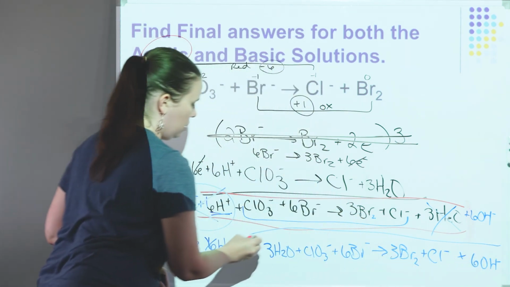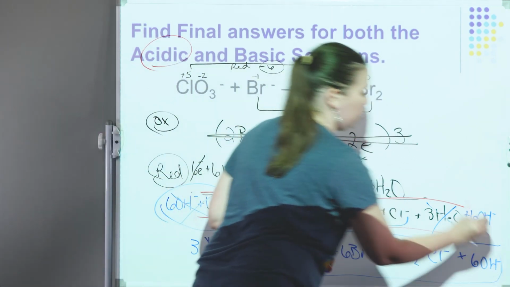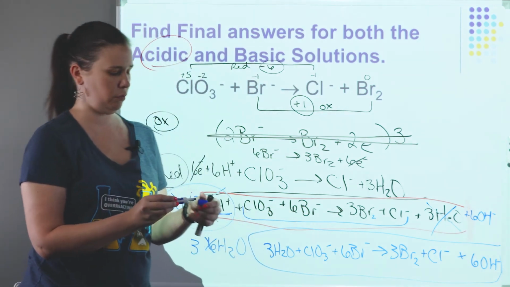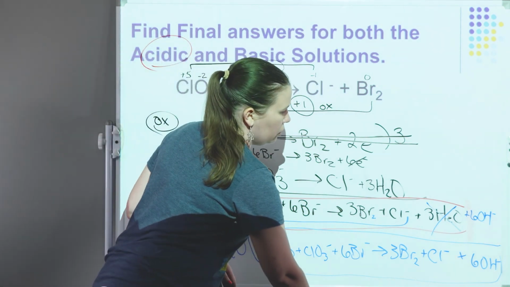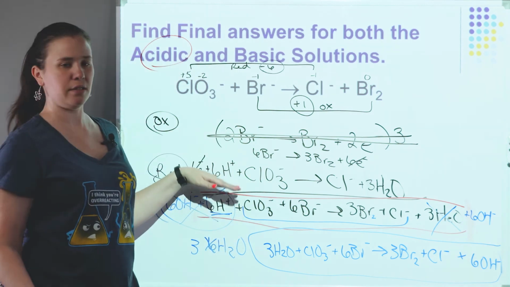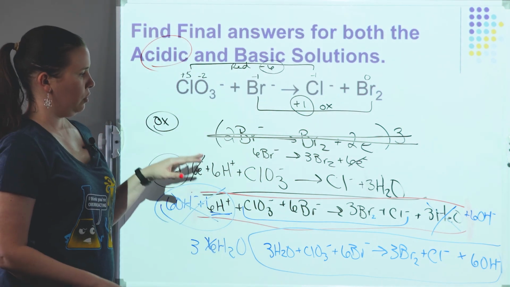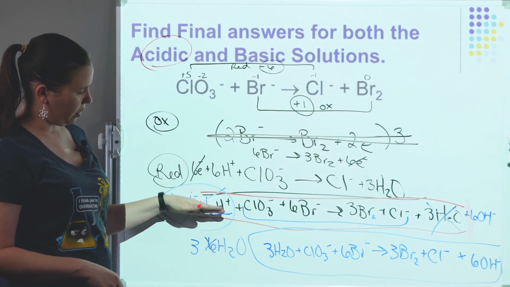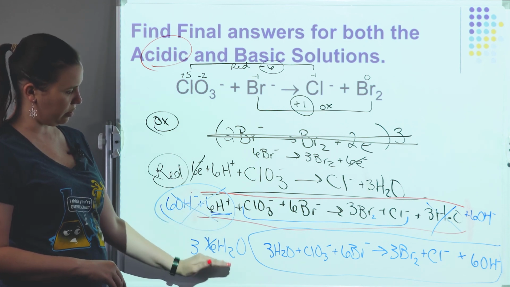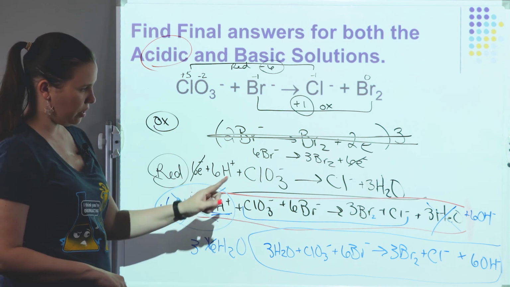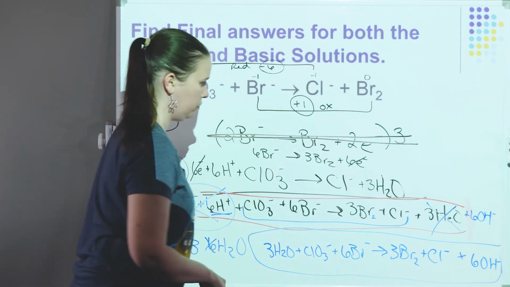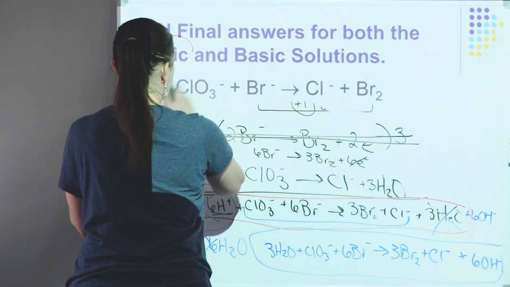So this would be converting to having it as a base for the final answer. So you want to be careful whether you're in an acidic or basic solution. Recombine them, and then if you have the hydrogens and want to make it a base, then you use those hydroxides and just watch for canceling your water. All right.